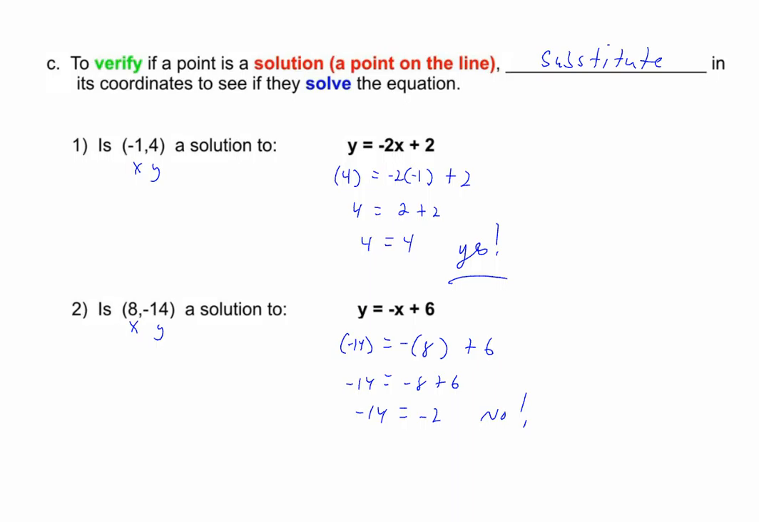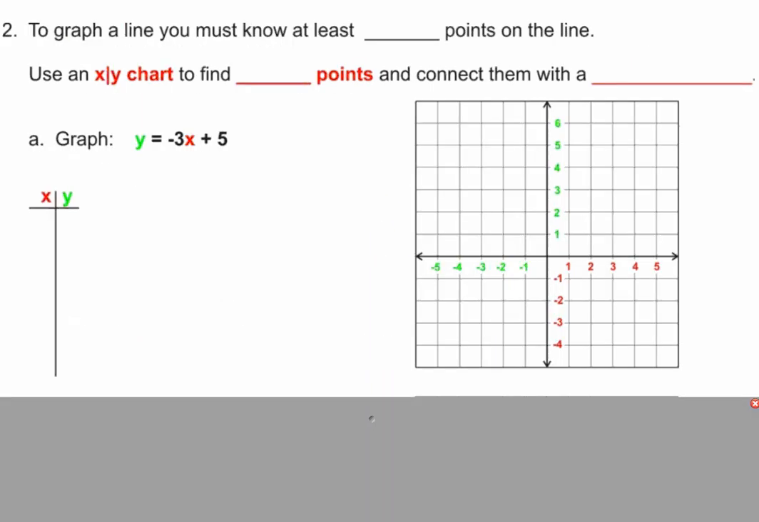All right, got the concept, so we can verify if a point is part of the solution or not by plugging in the X and Y values. Remember, show the substitution step. Always put a parentheses where the variable is, and away you go. All right.